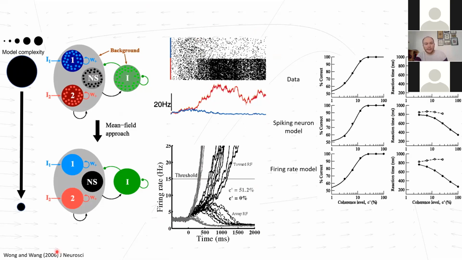So in this paper by Wang and Wang, they took this model of spiking neurons, and they reduced it down to only requiring two equations, which directly modeled the firing rate of populations 1 and 2. And you can see here, going from 7,000 equations to 2 equations, there's a reasonably accurate model of the dynamics, of the cognition, whilst greatly reducing the complexity of the model.